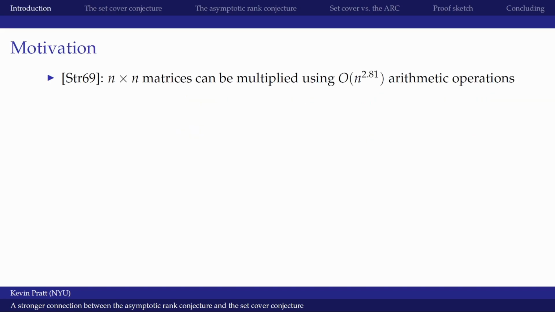So this talk is about the possibility of using algebraic methods, which have been studied extensively in the context of fast matrix multiplication, to refute a conjecture in the area of fine-grained complexity.